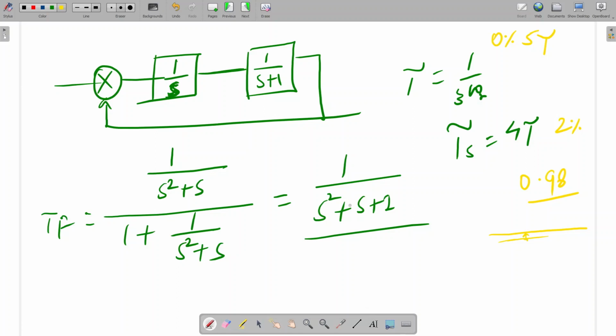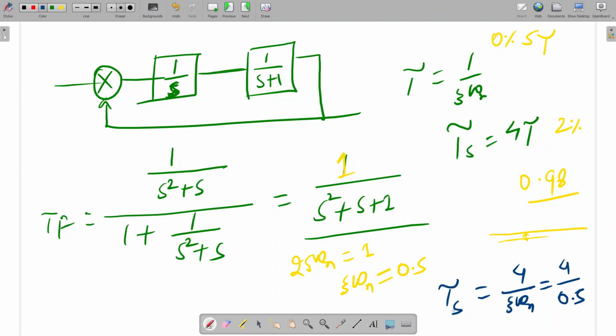So what is here? Omega n is 1. 2 zeta omega n is equal to how much? 1. So zeta is 0.5. So what is the settling time? Ts is equal to 4 by zeta omega n, which is 4 by 0.5. It will be 8. So what is happening? Our settling time is increasing if we are adding an integral gain. If we increase this gain, it will increase.